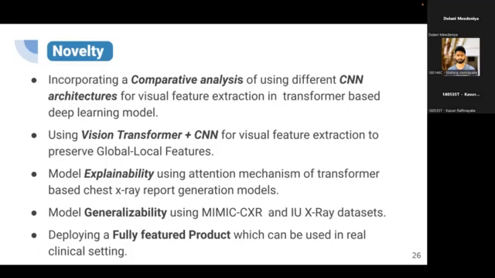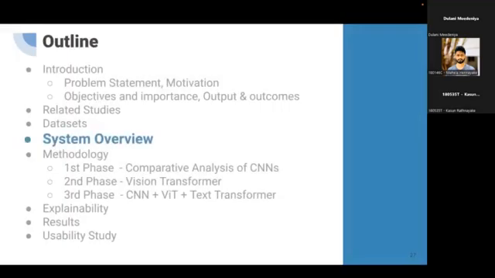Also, using the extracted features, we have implemented explainability, which helps to improve the trust of the person who uses our system. Also, we have explored the generalizability and transfer learning of the model using Mimic CXR and IU X-ray datasets. And finally, we have deployed our product as a web framework, which can be used in a real clinical setting. Next slide. So now let's move into our system overview.